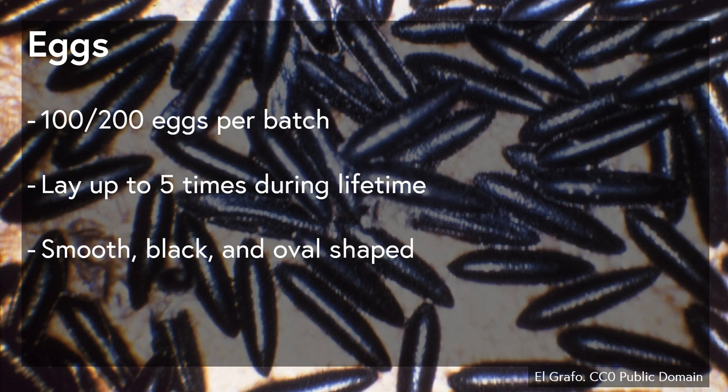The eggs are smooth, ovoid-shaped and about 1 millimeter long. When freshly laid, they appear to be white, but they turn black within minutes. Unlike some mosquito species, Aedes aegypti lays its eggs separately, not in rafts.